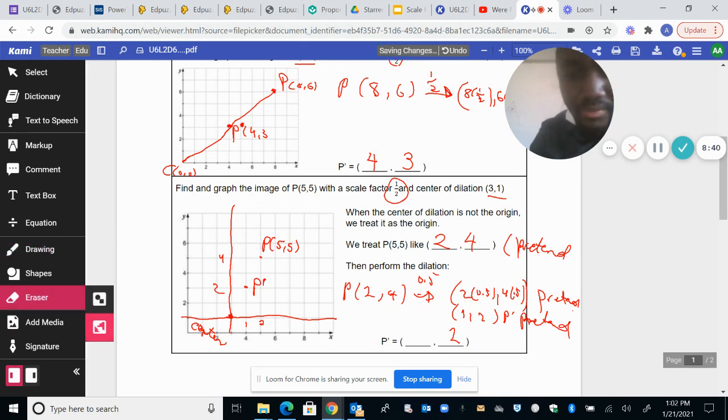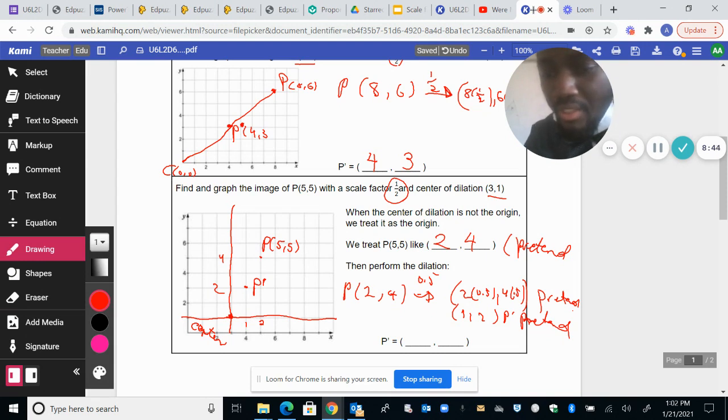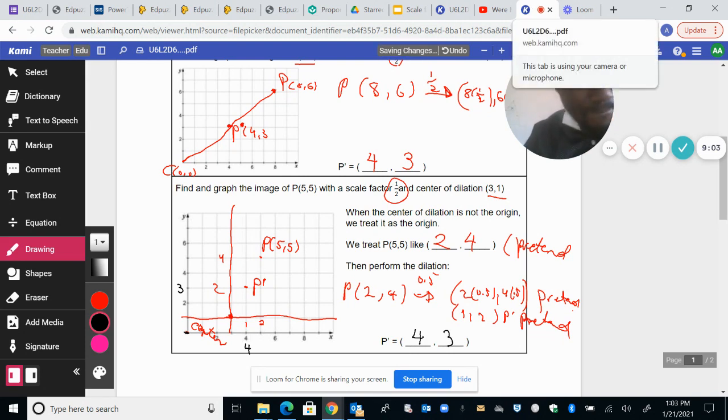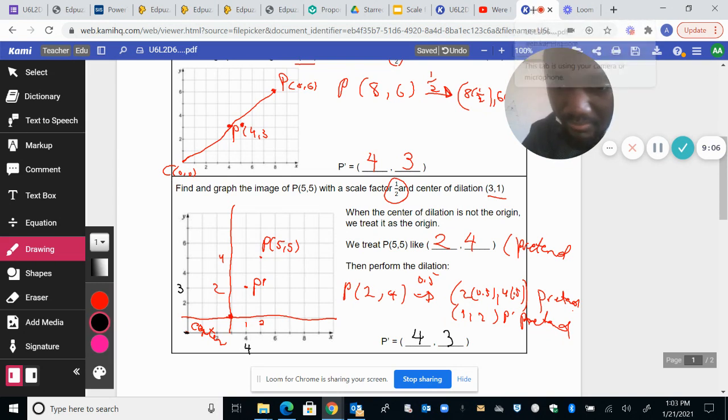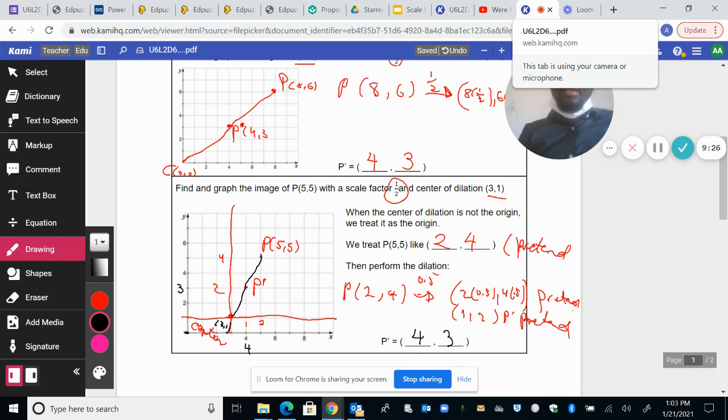So I have to clear this. Then you can just try to locate your P prime within the real origin here. On the real origin, my P prime has an X component of 4, and the Y component is 3. So it's going to be 4, 3. As you can see, from here to here and here to here are the same. So P prime is the midpoint between the center of dilation and P. Center of dilation 3, 1. Okay, so this is how you construct your image when the center of dilation is shifted from the origin.